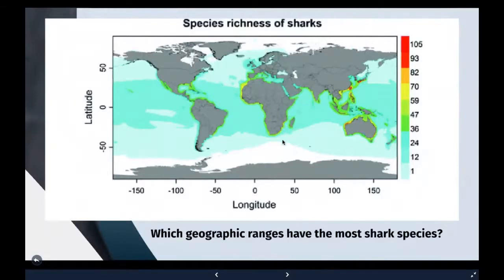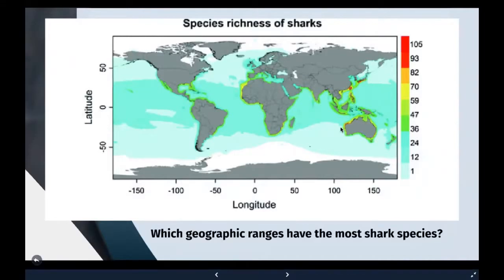So notice the areas where there's just one species of shark. And then in the far north, then we bump up to 12 species with this color here, with this darker aqua color. Then 36 species, 47, all the way up to 105 species. So which geographic ranges have the most shark species? So you'd want to just give the continent name. Okay, so just find the red areas and point to it with your finger. Okay, so you should have pointed to this area and this area here.